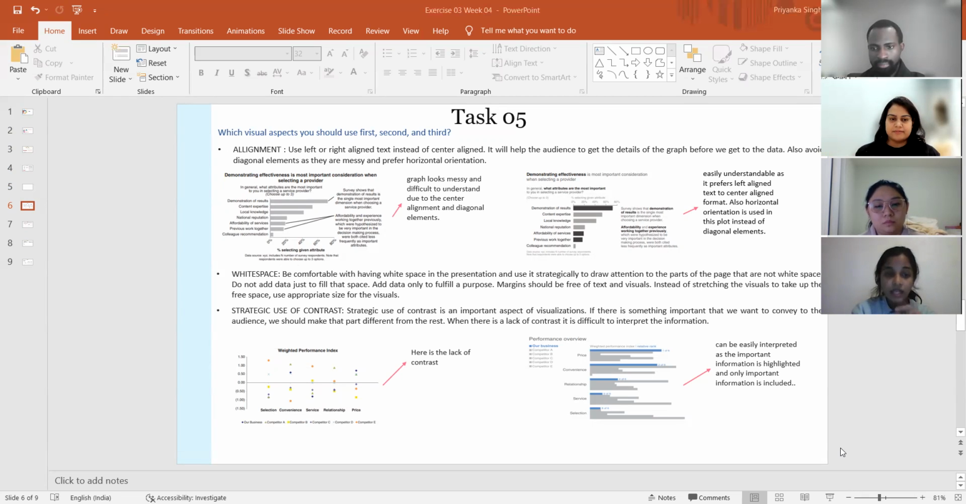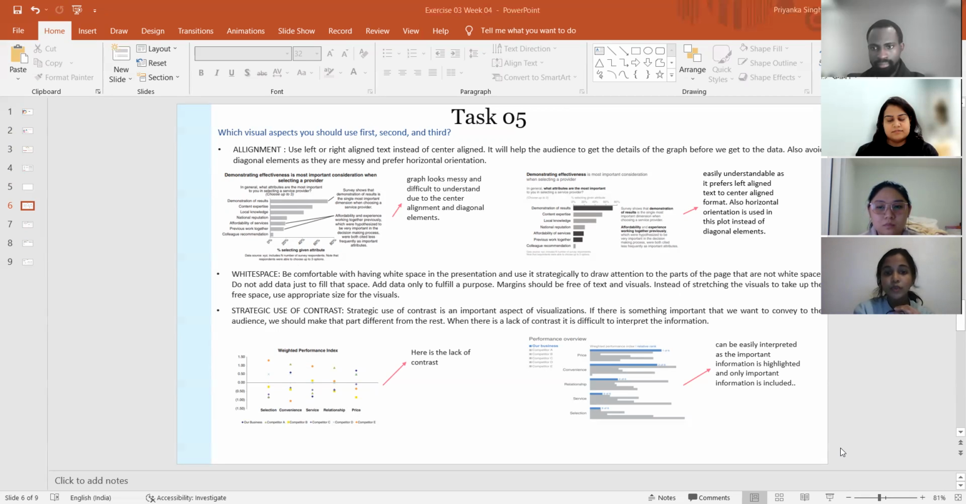And the third aspect is strategic use of contrast. It's an important aspect of visualization. If there is something important that we want to convey to the audience, it must be formatted in a different part from the rest of the whole visualization. Otherwise, it would be difficult to interpret the information that we present in the plots.